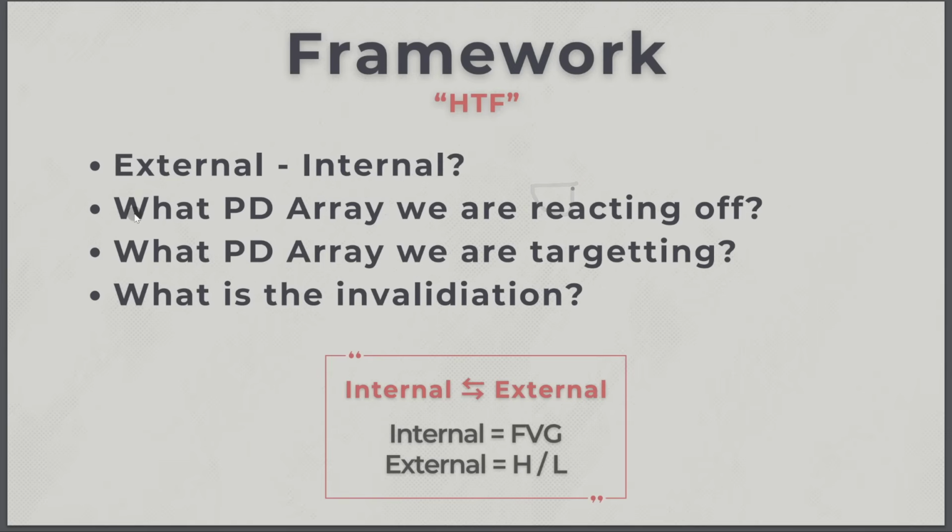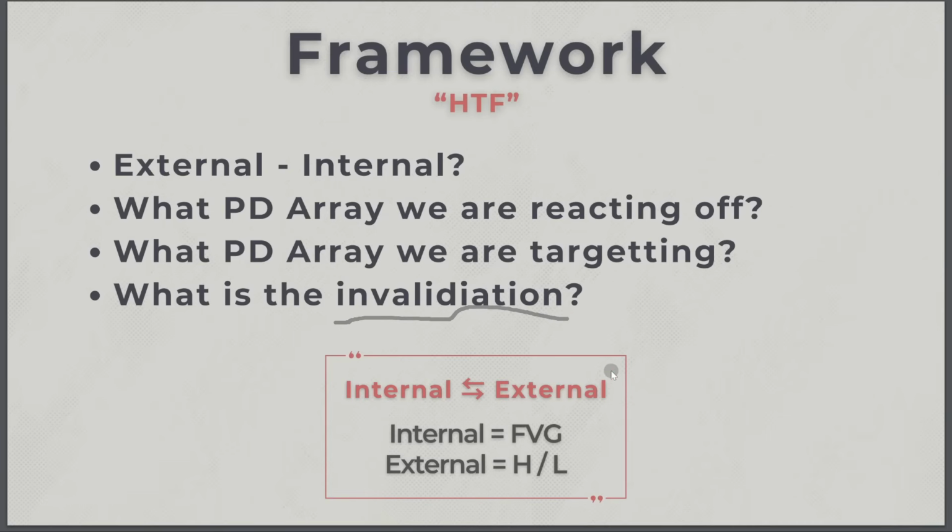So another question is what PD array we're reacting off, what PD array we're targeting, and then what is the invalidation? So what's something that could happen that I'll forget about this trade idea? On the higher time frame, if I see something like this and we have a fair value gap here, but instead of this fair value gap holding, it was actually closed below. So that's one reason for invalidation. If we see a closure or displacement above or below a fair value gap, or a closure with a displacement above or below an old higher low, then that's also an invalidation.